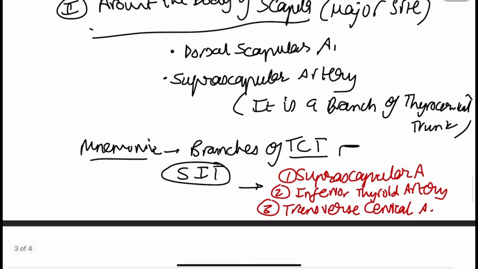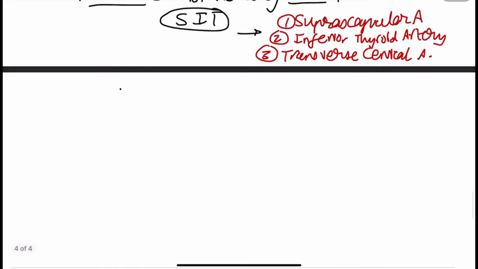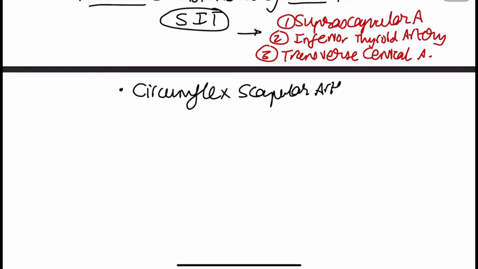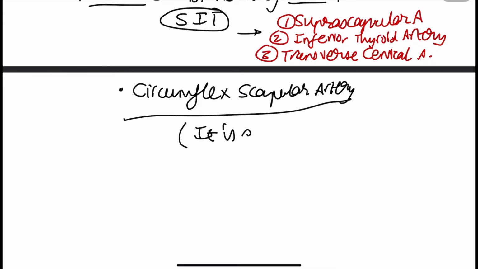Okay, so three arteries participate in the anastomosis around the body of scapula. One is dorsal scapular artery, suprascapular artery, and the circumflex scapular artery. Yes, it is a branch of subscapular artery.